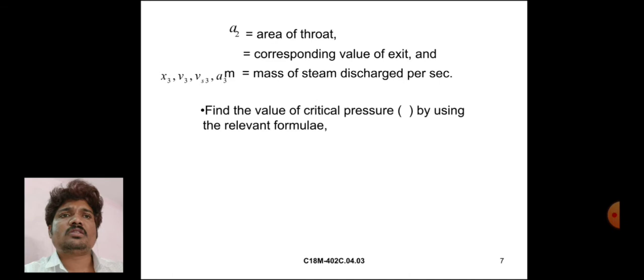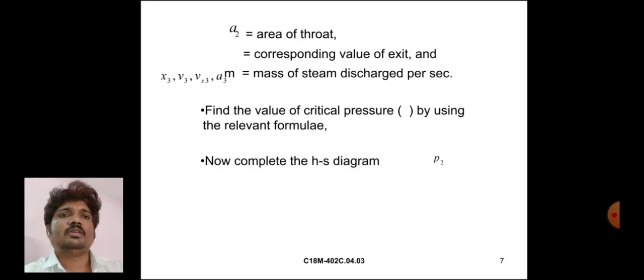M is equal to the mass of steam discharged per second. How much mass of steam is discharged per second? Find the value of critical pressure by using the relevant formula.